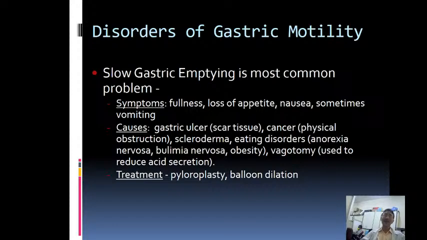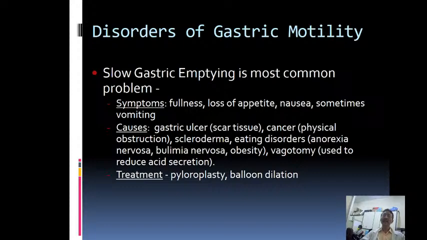Now, what are the causes for this slow gastric emptying? One of the commonest causes is a healed gastric ulcer. Another is physical obstruction to the movement of food from the stomach into the small intestine, and this obstruction can be in the form of a growth. It can be a benign tumor, a malignant tumor, or a polyp, that is a cancer.